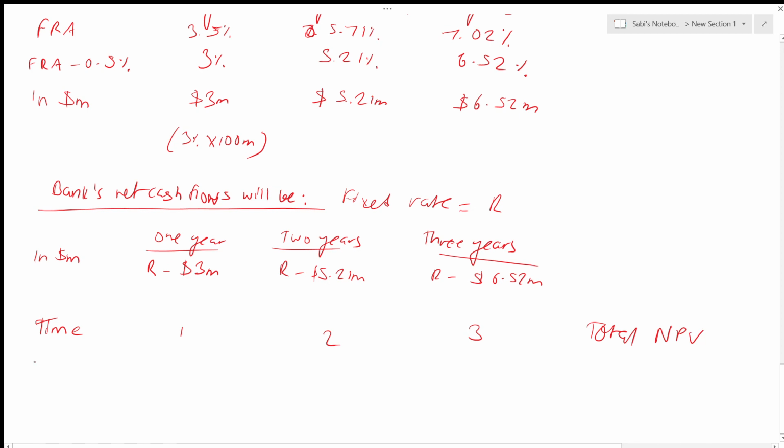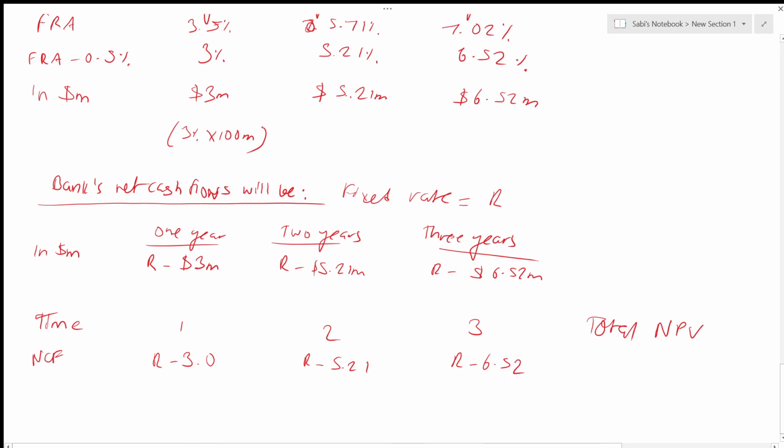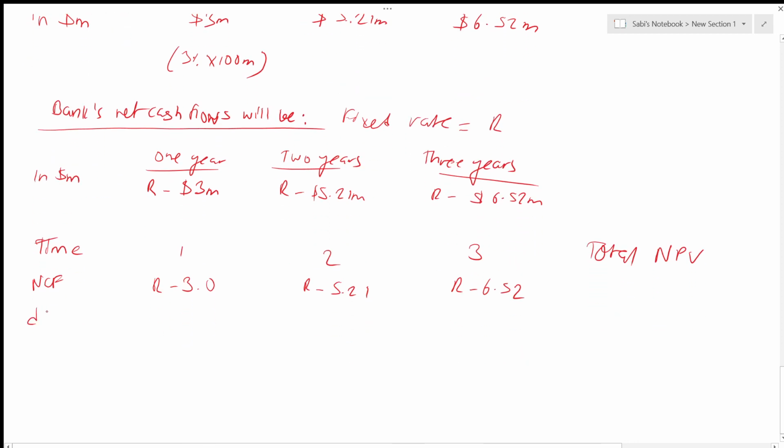So net cash flow NCF is R minus 3, right? I'm not dealing with millions, so let's put R minus 3 here. I'm dropping off the millions. R minus 6.52. Now the discount factor. First year it is 3.5%. Second year it is 4.6%. For the third year it is 5.4%, right?